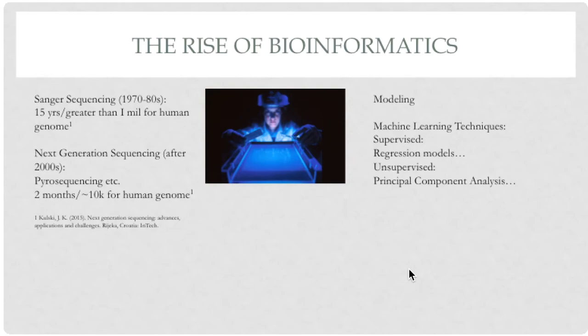This is a group of methods such as paired-end sequencing that was able to increase the total amount of data output per run and accuracy by a lot, and also dramatically decrease the price. To give you an example, for standard sequencing technology, it used to take 15 years and greater than $1 million for sequencing the human genome, and it only takes about 2 months and $10,000 for sequencing the human genome now with next generation sequencing.